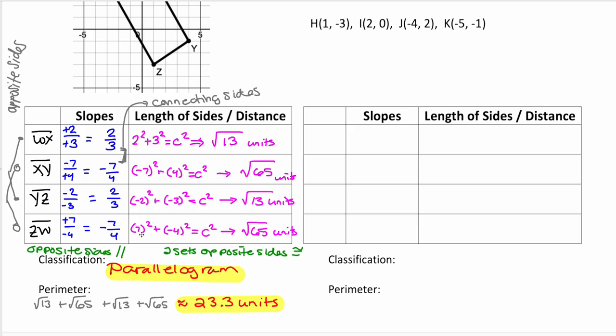So again, we're looking at the slopes of opposite sides and also connecting sides. So opposite sides are parallel because they have the same slope, and then connecting sides are not perpendicular, so that eliminates right angles. So no rectangle, no square, no right trapezoid. Then we have two sets of opposite sides that are congruent, not connecting, so it's not a kite. So that would give us the parallelogram.